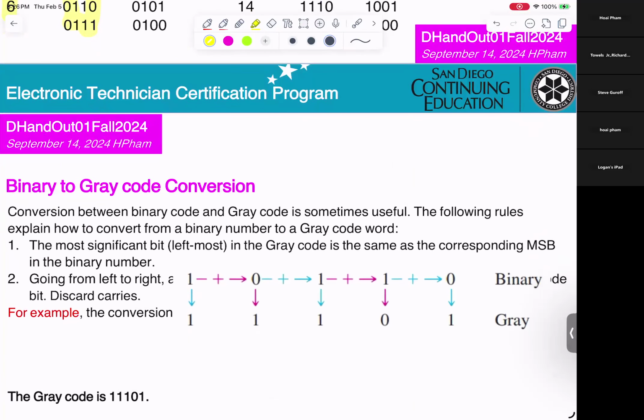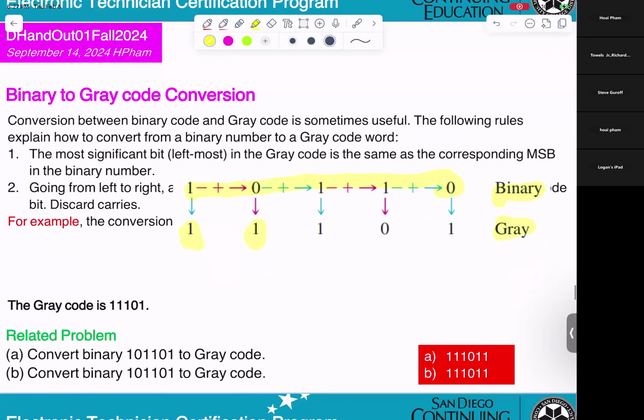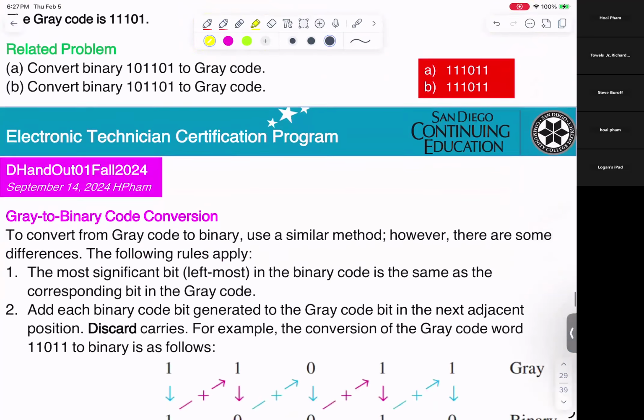Binary to gray code conversion. If you get a binary number here and want to change it to gray code, first the 1 here, you put it down. Then 0 adding 1, you get a 1. Then 1 adding 1, you get a 1 (ignoring carry), and keep going. Then you get the gray code. That's for different machines, so we don't care about that.